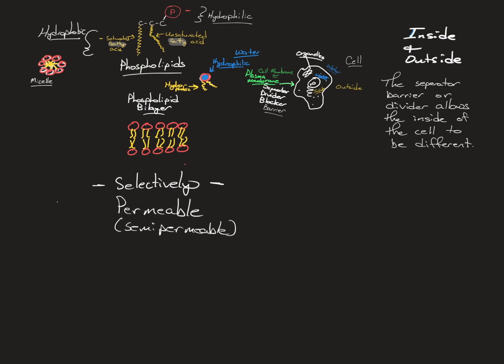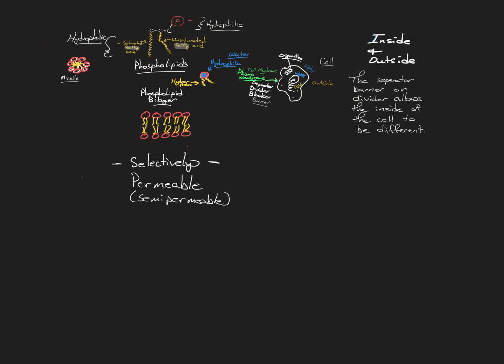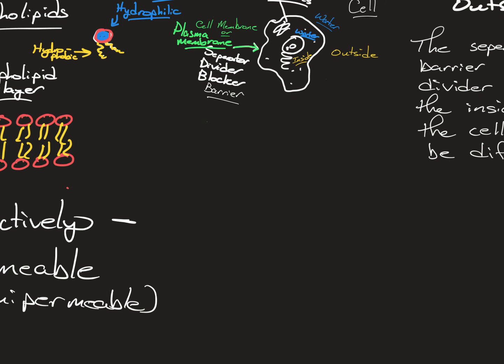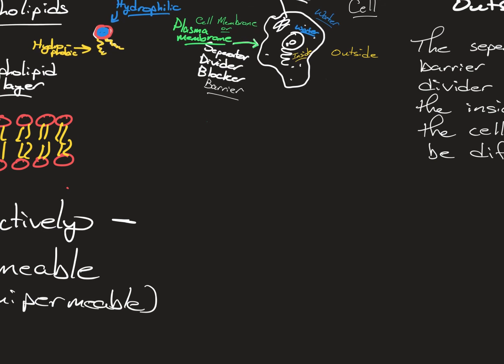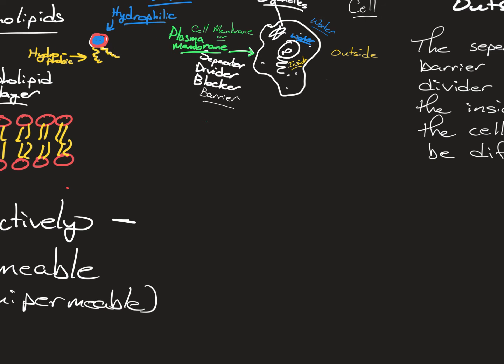In order for it to be selectively permeable, or to allow things in and out, what do you need to have? Okay, so you've got this wall, this divider, separator, barrier. What has to be in that divider, separator, barrier for this to happen? Well, DNA's in there, but I'm not sure how that helps you get things in and out of this barrier. What do you need to put in this thing to let you get in and out?